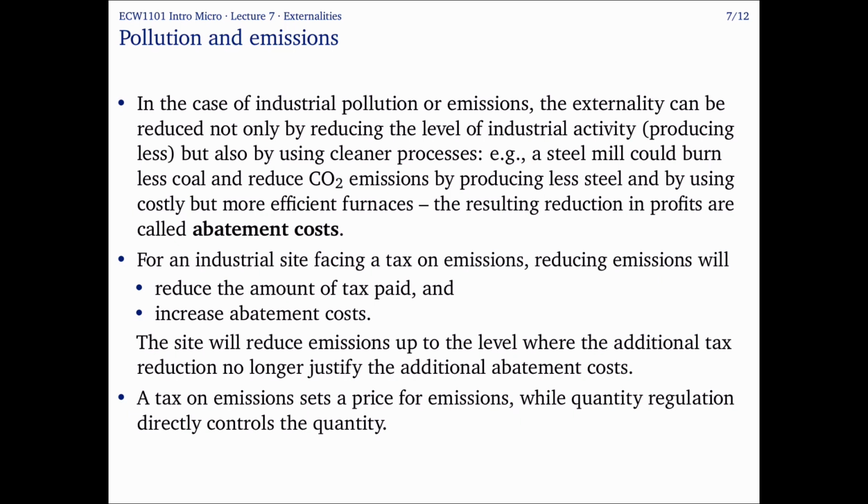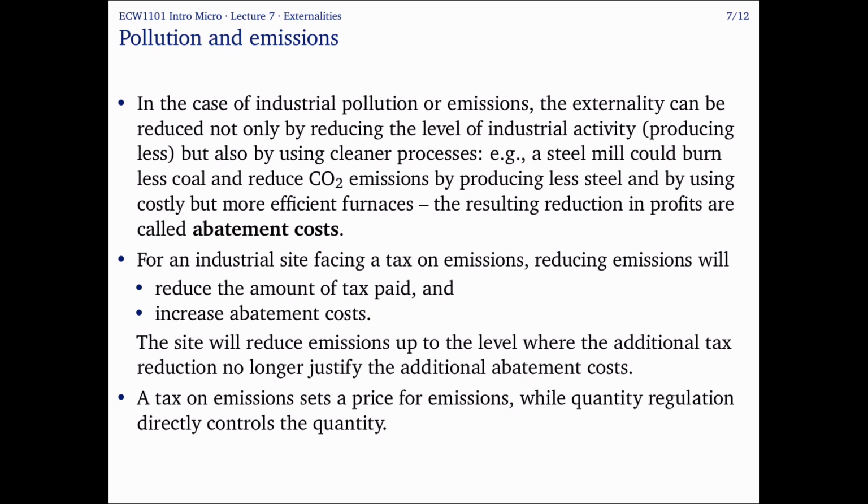So how does a corrective tax on emissions work? Well, so again, this is another example of internalizing the externality through a corrective tax, a specific example rather. On the one hand, if you reduce emissions, you incur lower tax, right? Because the tax that you have to pay is on the quantity of emissions, and the quantity is lower. So the total amount of tax that you're paying is lower. So that's the benefit of reducing emissions.